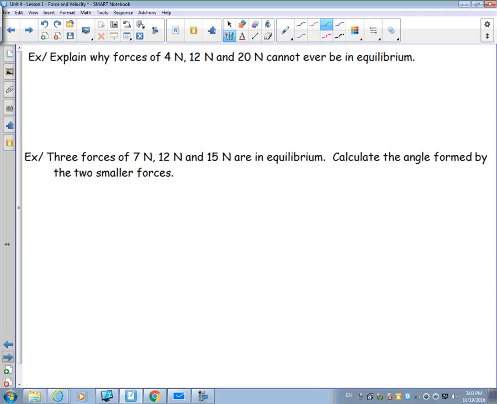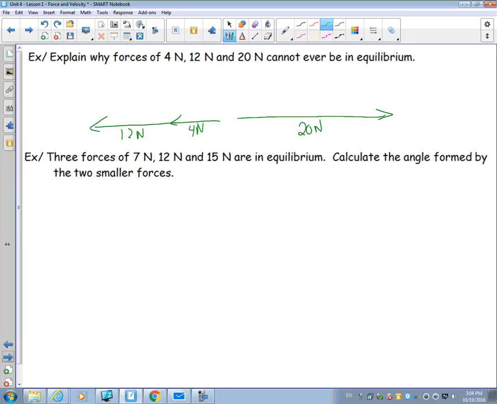Okay, so for example, 4, 12, and 20. Why can't they be in equilibrium? Why is that not possible? No matter how I draw them. Well, if I had 4 newtons and I had 12 newtons and they worked totally in tandem, that's going to make 16, right? Well, the third one, to balance it out, is more than 16. I can't balance a 16 with a 20. That's not possible.